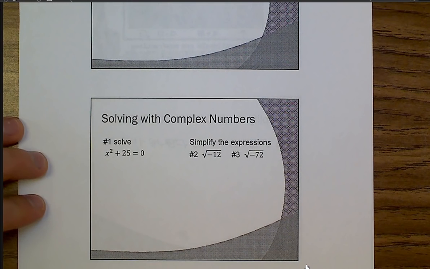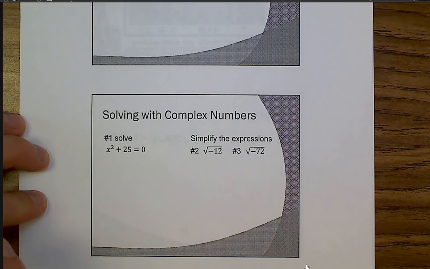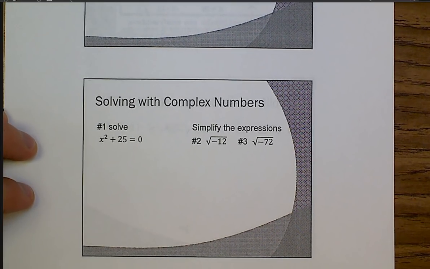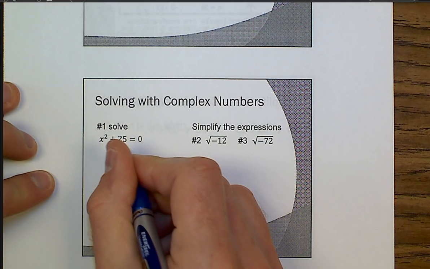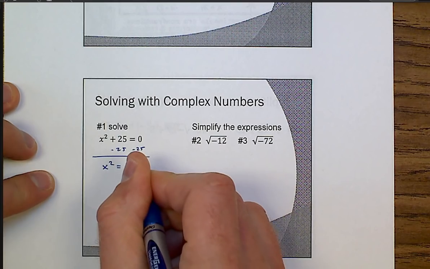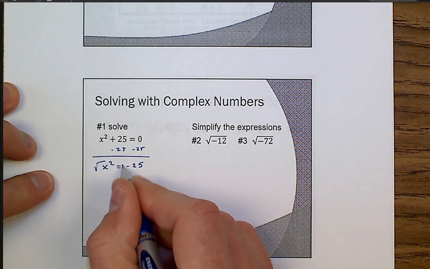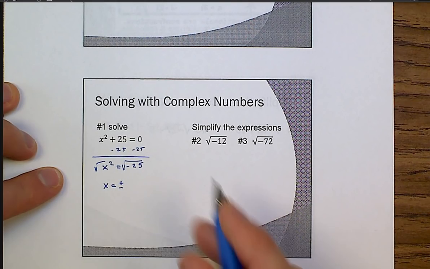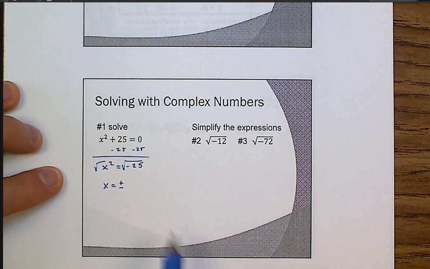And so let's take a look at number 1 here. And if you look at number 1, it says solve. And so as any good math student would do, if we were solving number 1 for x, we would subtract 25 from both sides, and we would have x squared equals a negative 25. And then we would go and take the square root of both sides, and we would get x equals plus or minus, we can't take the square root of a negative number.